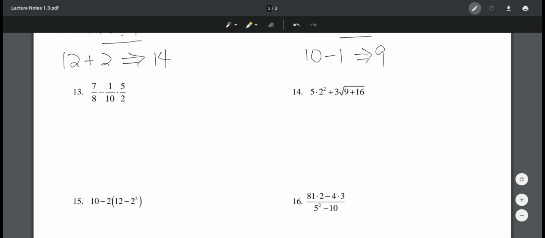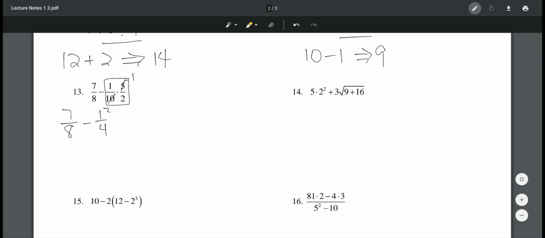In number 13, we have fractions. Now, within these fractions, I have a subtraction problem and a multiplication problem. So I'm going to do the multiplication part first, because according to my rule, we multiply or divide before we add or subtract in this scenario. So I have 7 over 8. I can cross cancel. 5 goes into 5 once. It goes into 10 twice. And then I multiply across. So that would be 1/4. 1 times 1, 2 times 2.